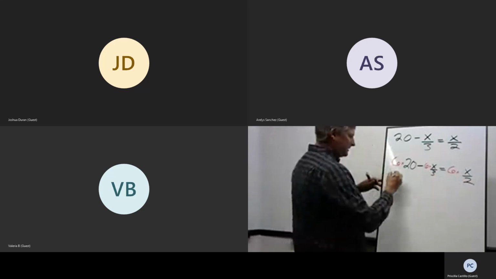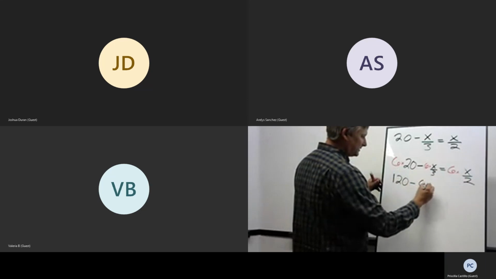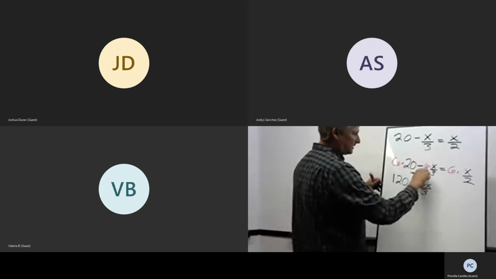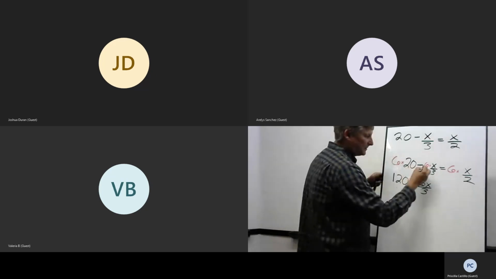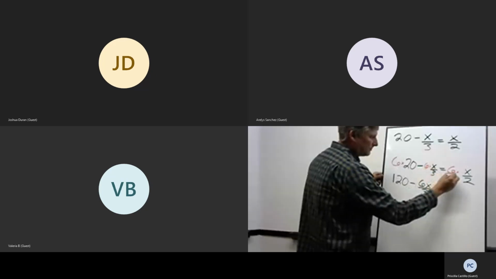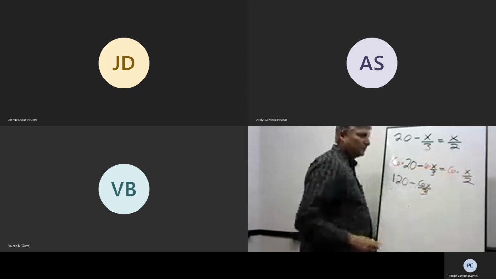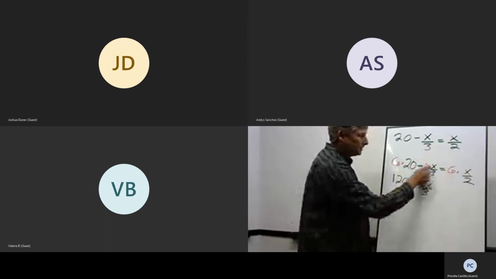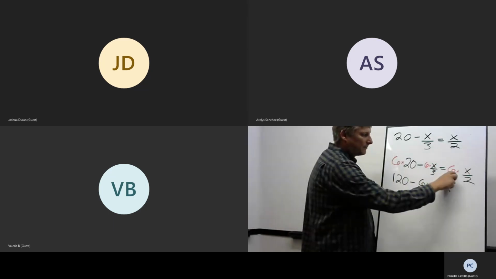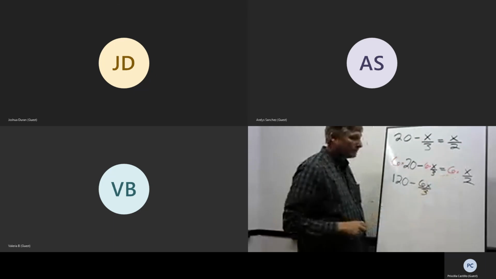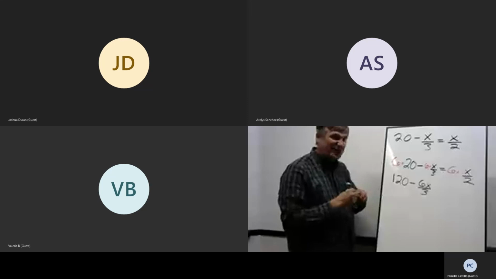So what this will turn out to be is 120 minus 6x over 3. And we can multiply across. You can think of this 6 as having an invisible 1. Then we multiply these together like we multiply fractions. Top multiplies the top, bottom multiplies the bottom. And every whole number always has that invisible 1. 1 times 3 is 3, 6 times x is 6x.